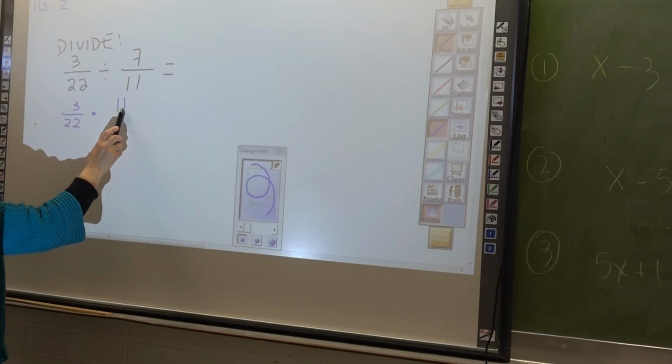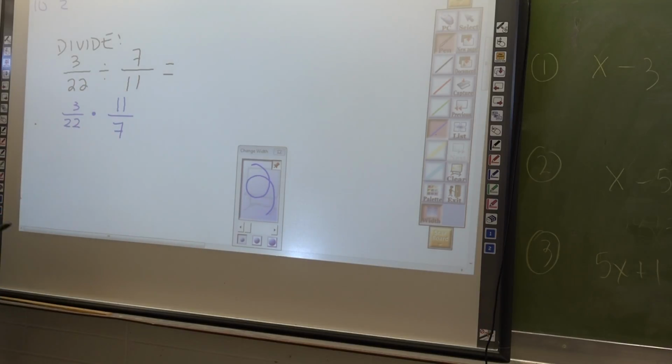So 11 over 7. Once you have that, forget about the original problem and concentrate and solve this one, which is another multiplication. You guys learned this probably in 4th, 5th grade? No, 4th grade. Yep. Or 3rd grade or 2nd grade? Okay, so factor everything.